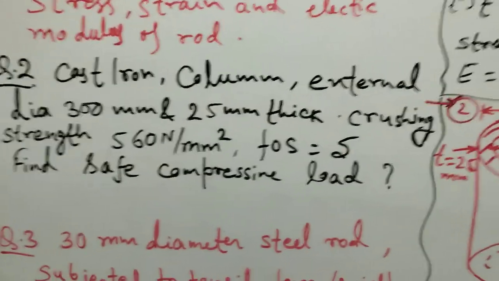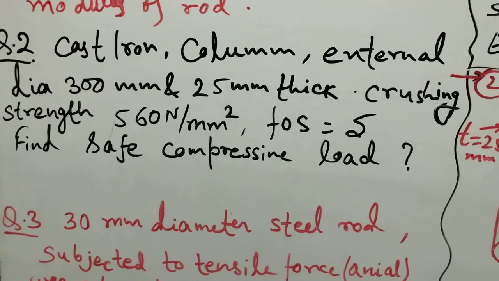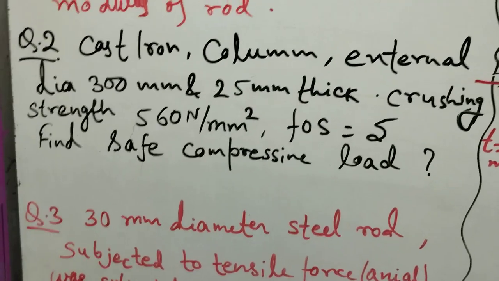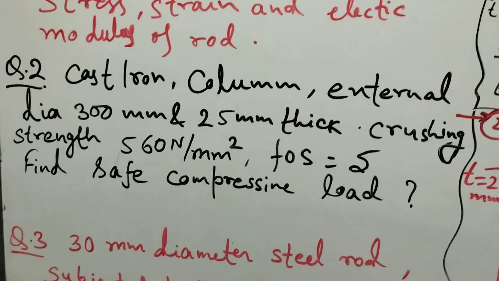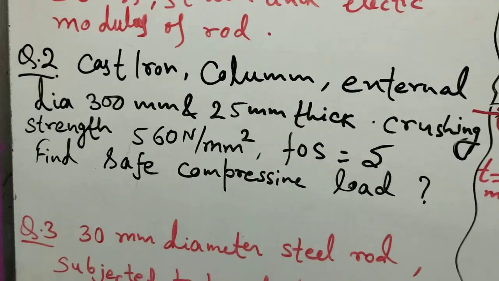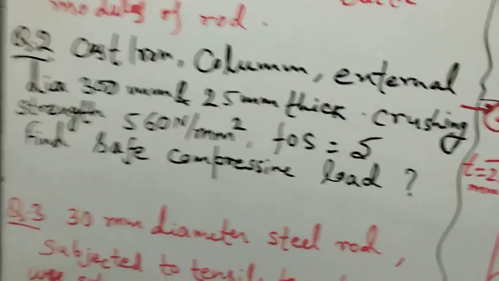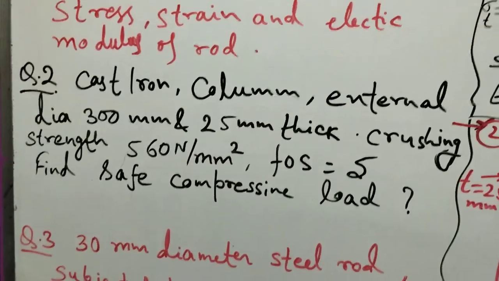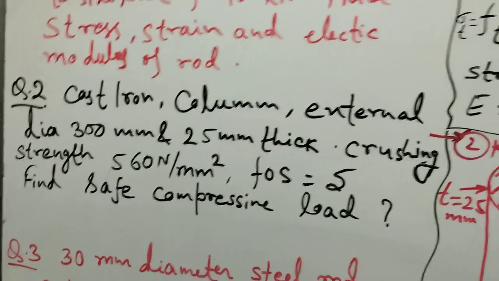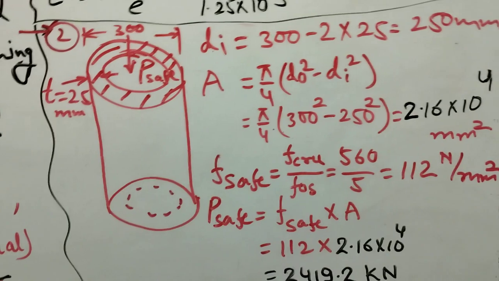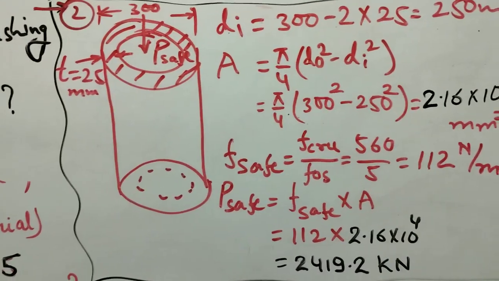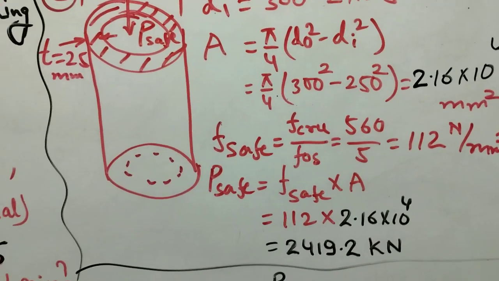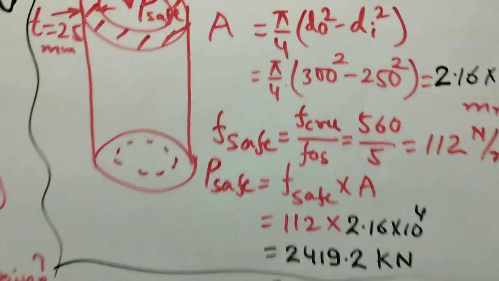The question has given the crushing strength, when the vertically applied load on the column is at maximum, 560 Newton per millimeter square, and the factor of safety is 5. Now first we calculate the working stress. This is the working stress, Fsf. Then F crushing divided by factor of safety, the value is 112 Newton per millimeter square.